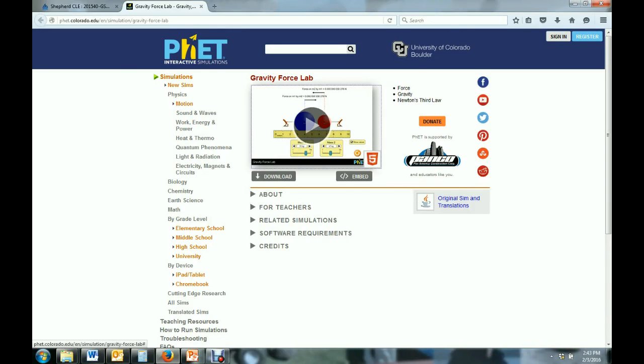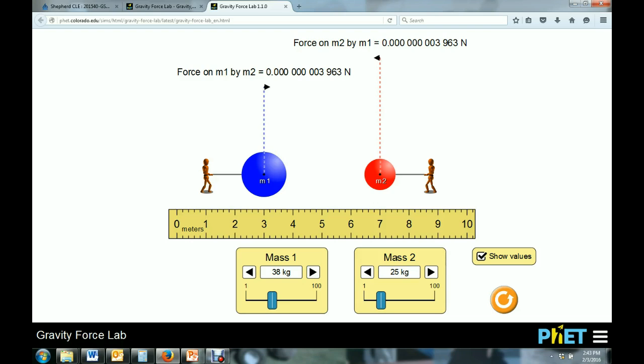If you click on the link in Sakai, it brings you to this page, and then you click here and it opens the simulation for you. What you see are two masses, a blue one and a red one. They're held in place by these little stick figures. You have two sliders which allow you to change the masses, and up above you are shown the value of the force because the show value button here is clicked.